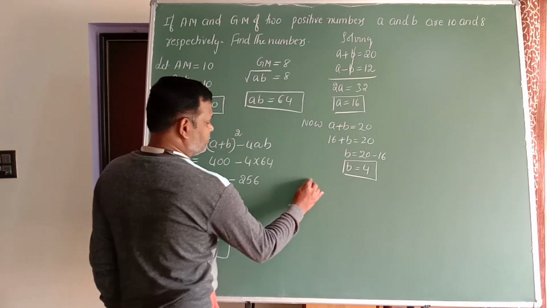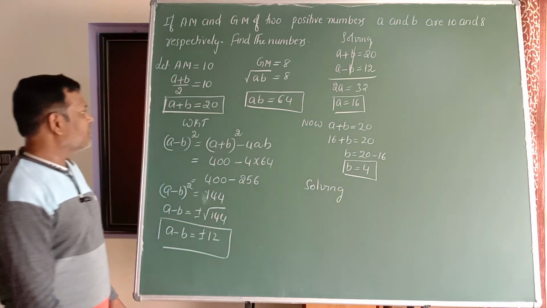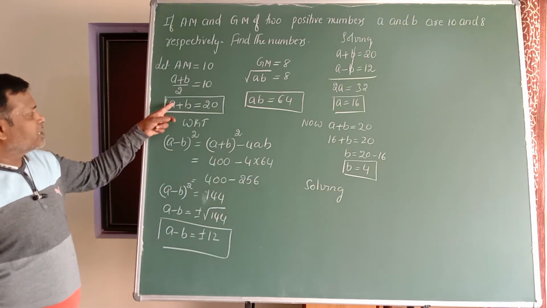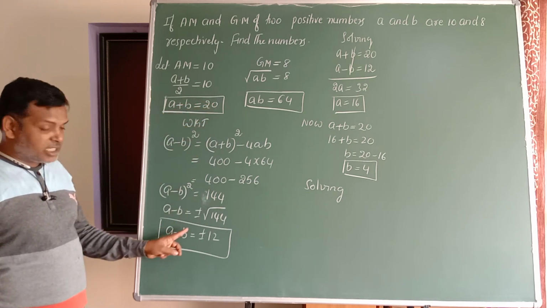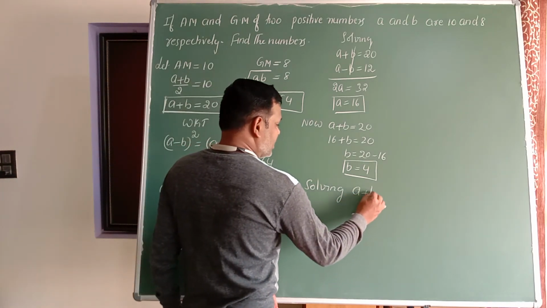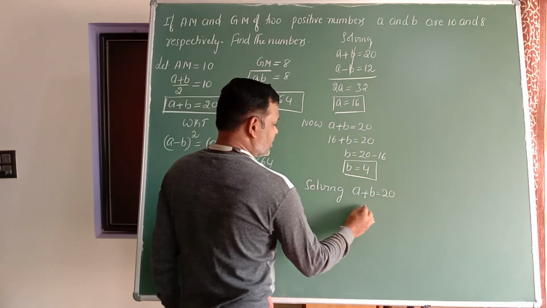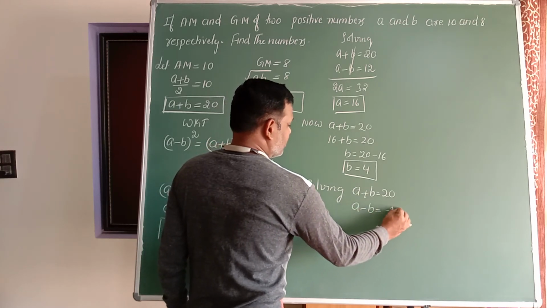Now solving another set of equations. What is that other set of equations? The first equation is A plus B is equal to 20. And the remaining equation is A minus B is equal to minus 12. Look at that. The first equation is A plus B is equal to 20, and the second equation is A minus B is equal to minus 12.